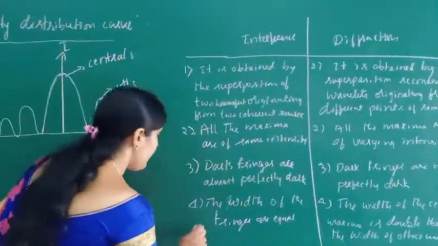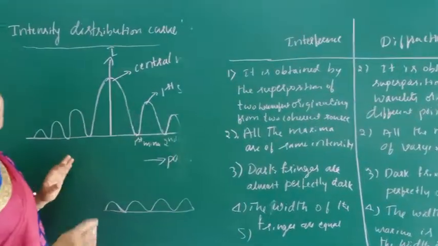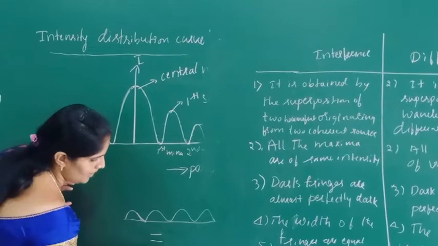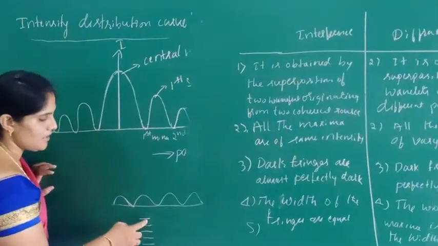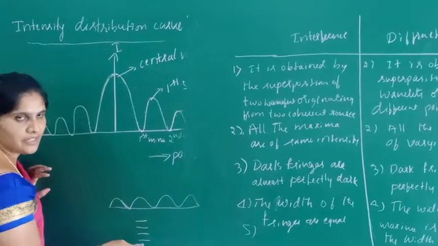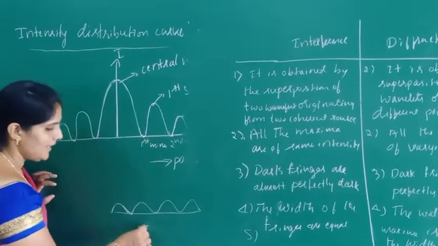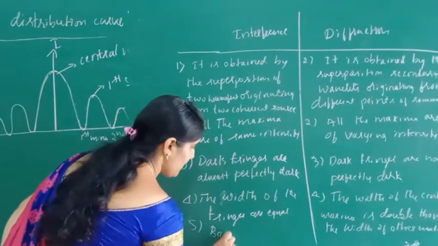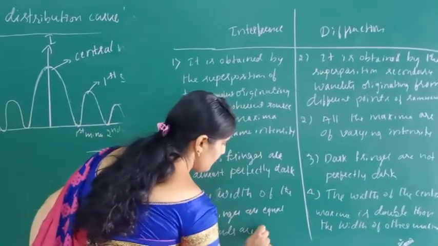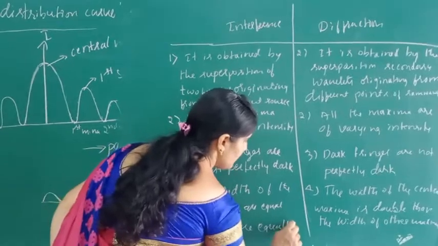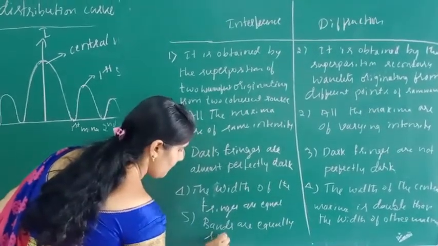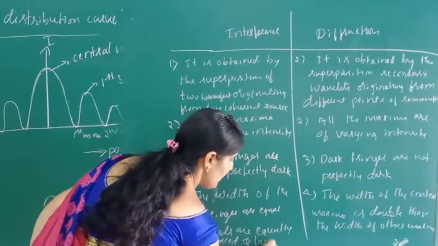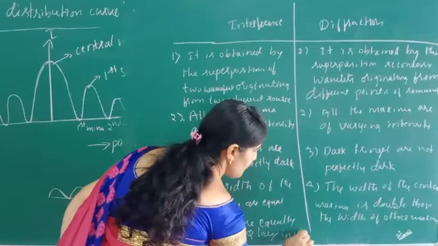In interference, bands are equally spaced. We know that in interference we get alternate bright and dark fringes like this. So bands are equally spaced and large in number.